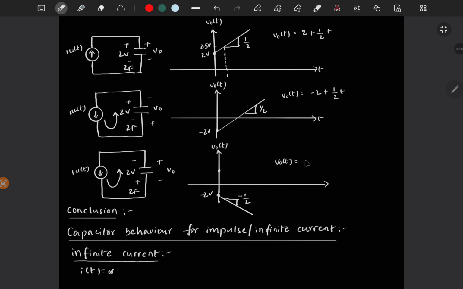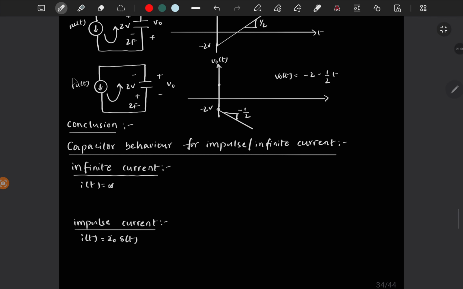So V0 of t is initially minus 2. Now we have a negative slope of minus 1 by 2 and it is linear. So minus 2 minus 1 by 2 t. This is the equation of V0 of t. So what is the conclusion?